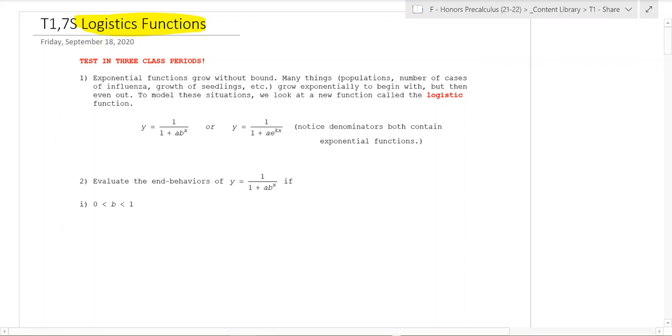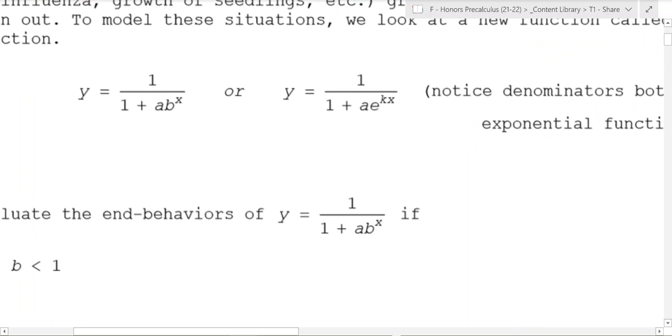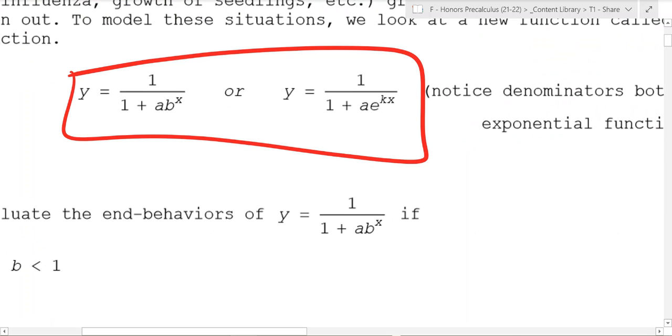So logistic functions are related to exponential functions, where we specifically need to look at functions that grow initially like exponential functions, but then they even out, like the growth of seedlings. They start growing exponentially, and then they flatten out, slowing down to a horizontal asymptote. These are called logistic functions. They have these two forms here, and you need to memorize them. You'll notice that there are 2 exponential functions embedded right there, 2 that we have seen before.